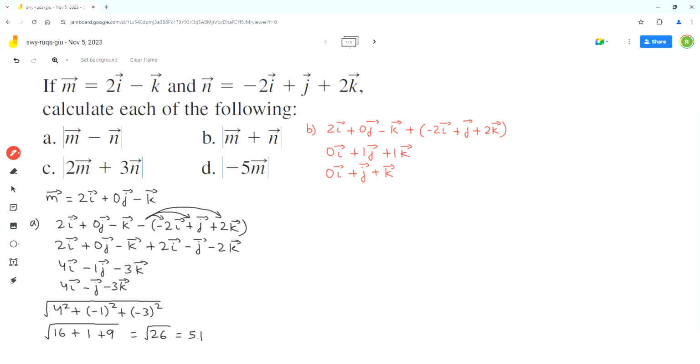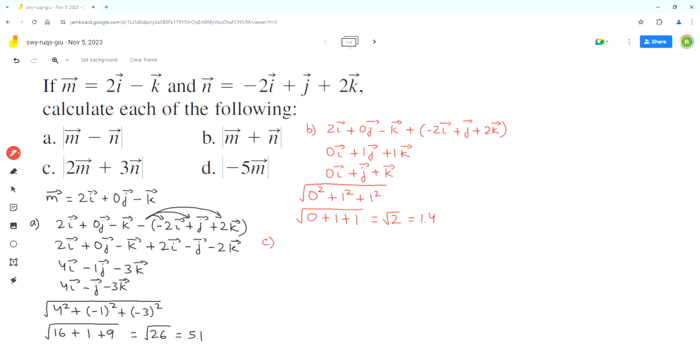so this is the sum of vectors m and n, and now we can find the magnitude. So we have to square the coefficients, add the squares, and apply the square root. So I got square root of 2, which is equal to almost 1.4. So this should be the final answer for part B. Now we can analyze part C.